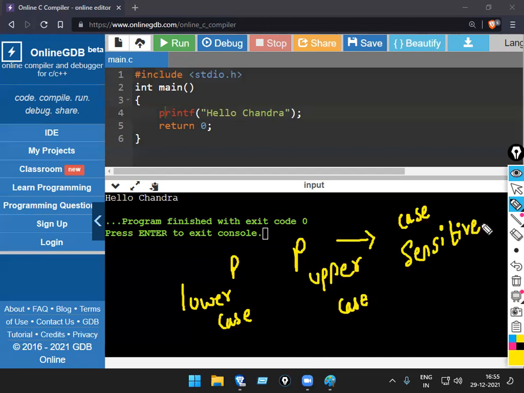Now C language, Java language, Python language, or 90% of programming languages are case sensitive. It means you can't say small p is the same as capital P, or small a is the same as capital A. The difference is called case sensitive. Not all languages, though. HTML is not case sensitive, because it is not even a programming language. It is just a markup language.